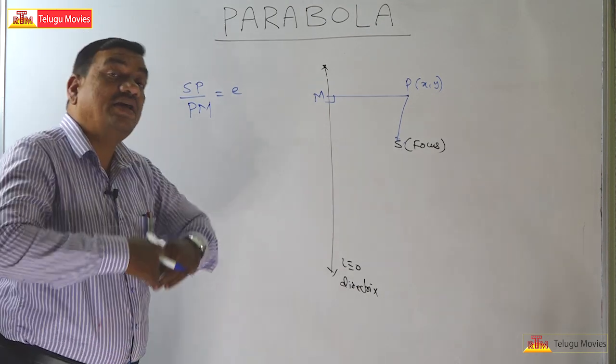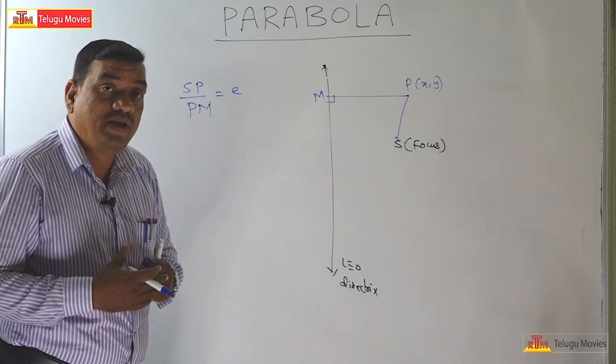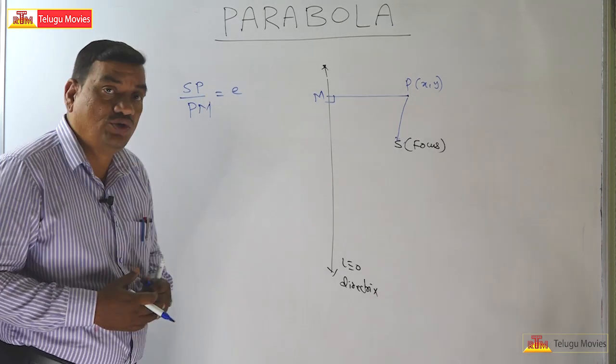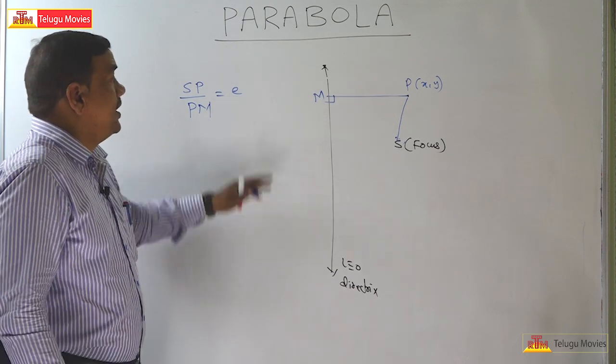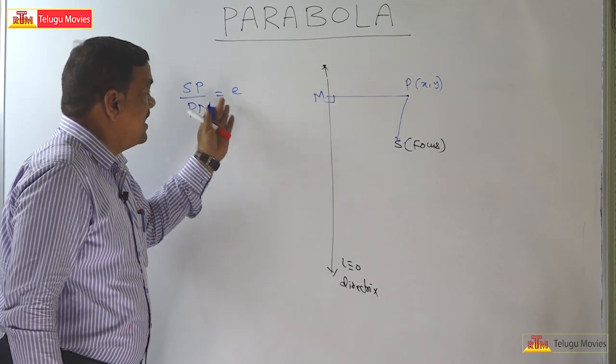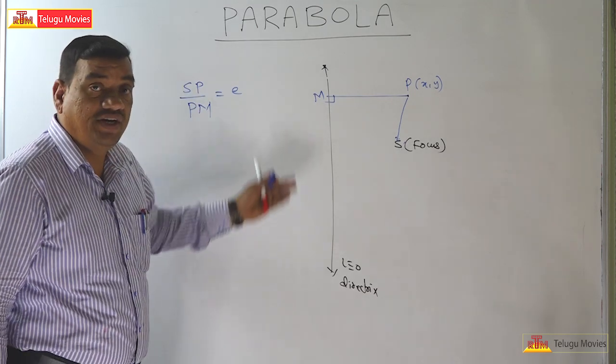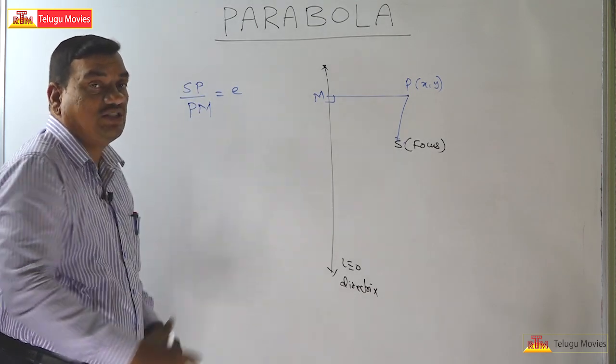This eccentricity is always greater than 0. It is a positive quantity. It cannot be negative. It may be greater than 1, maybe less than 1, maybe it tends to infinity. So in the previous class I have explained.